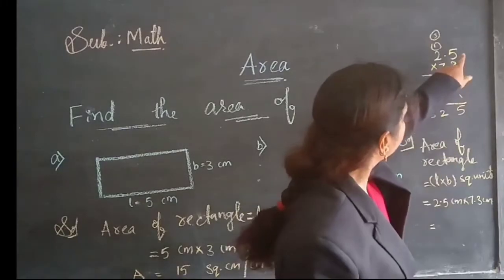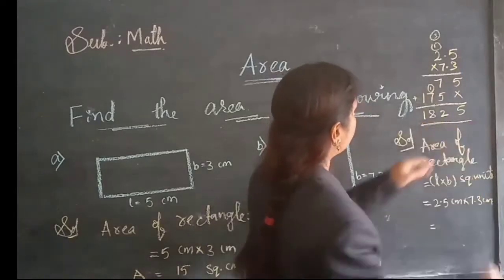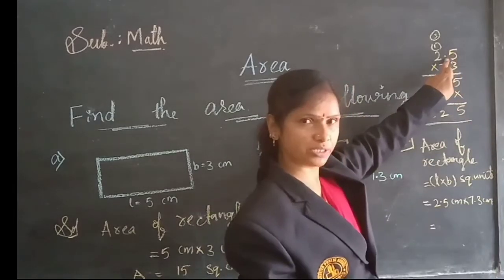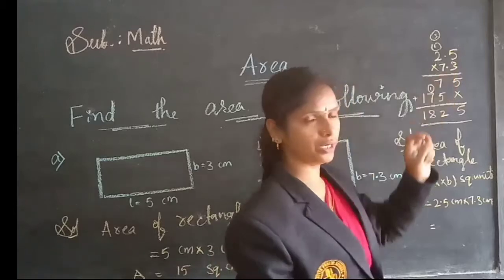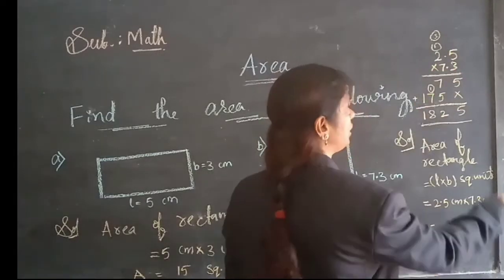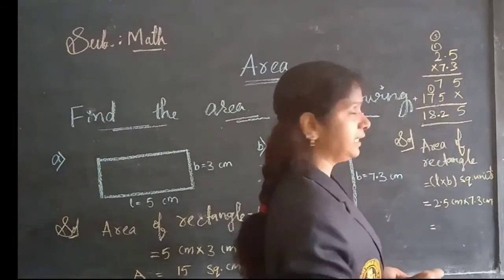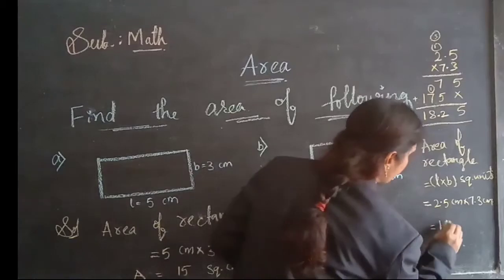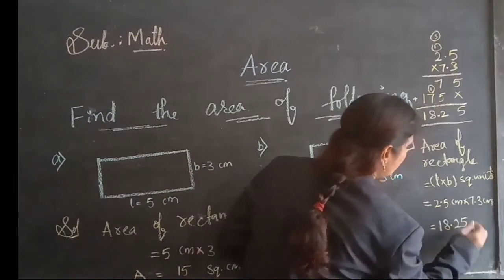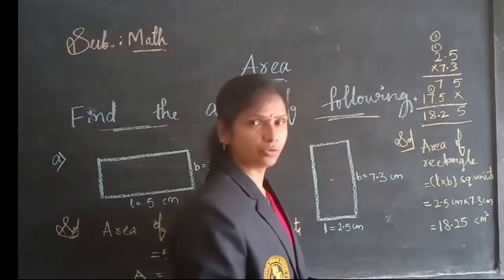And here 1 digit before. Now we will keep the decimal point, children. 1 digit before point in the first number, 1 digit before point in the second number. Means total 2 digits before point we need to keep in the answer. So the answer is 18.25. 18.25 centimeters square. Or else you can write square centimeters.